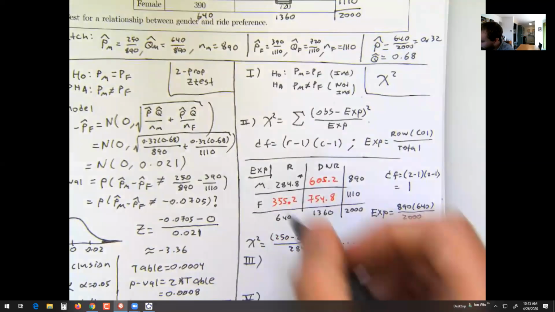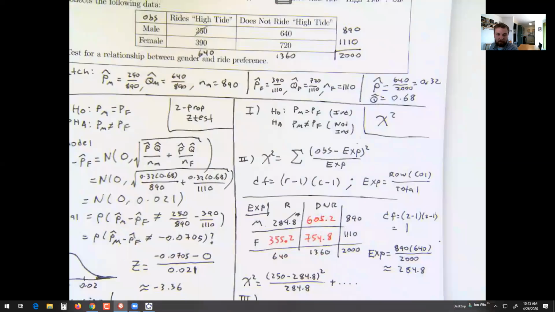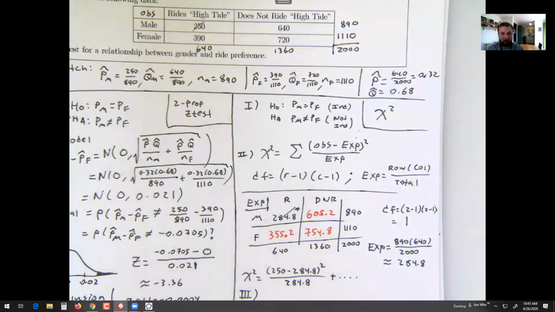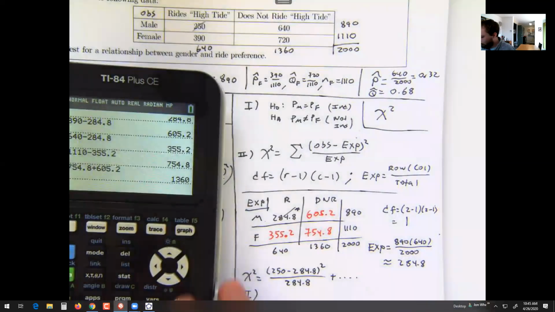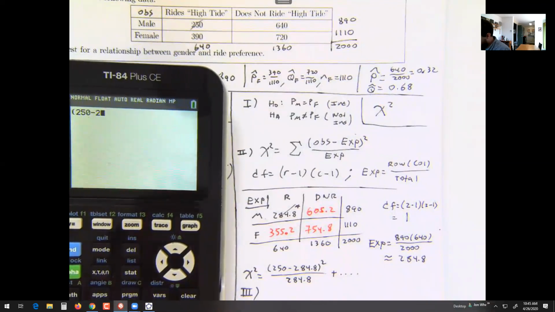Now, as I go through, I typically cross them out to make sure I don't miss any. So I've already done the 250 paired up with the 284.8 number. I'm going to type all these into my calculator. So I have 250. This got paired up with this 284 number. This got paired up with that 284 number. The 640 is getting paired up with the 605.2, divided by the expected.